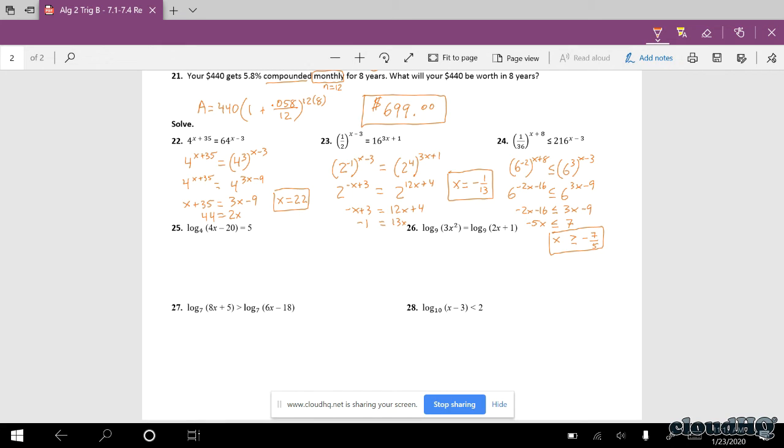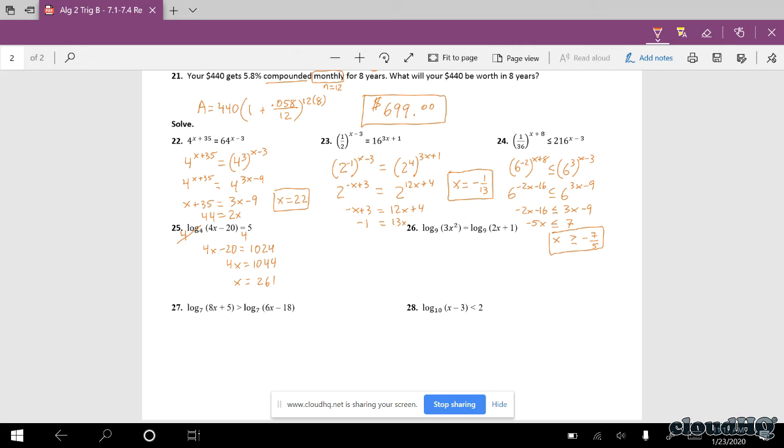Then I get into logarithmic equations. So I'm going to get rid of a log on number 25, I'm going to exponentiate with the base of 4 because I'm trying to get rid of the log base 4. So 4 to the left side equals 4 to the right side. Left side just becomes then 4x minus 20. The right side is 4 to the 5th power, it's a big number, it's 1024. So then add 20 to both sides. 1044. Divide by 4. We get 261.